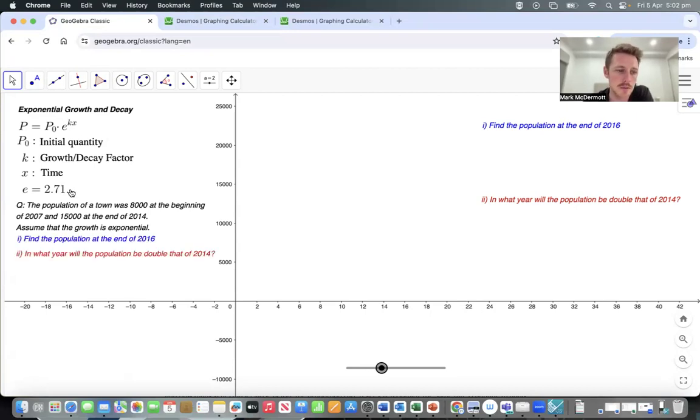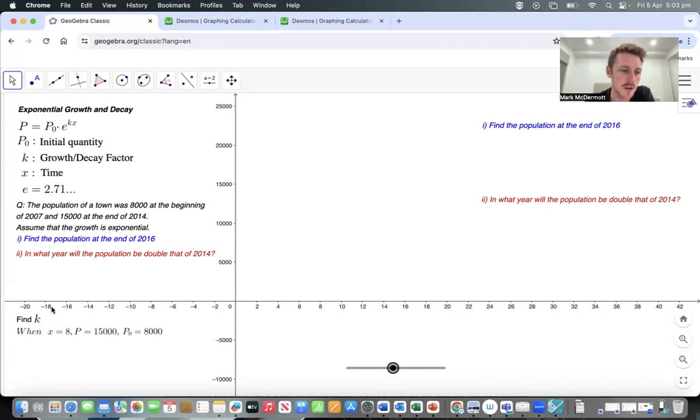So then the two questions we might be able to answer are: find the population at the end of 2016, and then in what year will the population be double that of 2014? So two slightly different questions. Let's see if we can tackle them together. So the first thing we don't know is what K is. So we need to find out what K is, and we've been given some information in the question that we're going to use to find K.